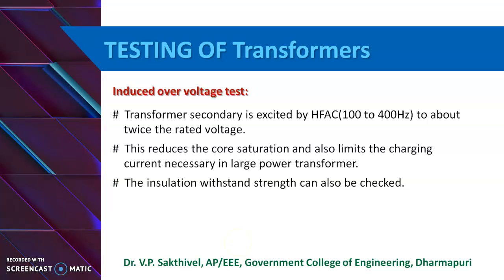First one is induced over voltage test. Transformers are tested for over voltages by exciting the secondary of the transformer from a high frequency AC source, that is 100 to 400 hertz, to about twice the rated voltage. This reduces the core saturation and also limits the charging current necessary in large power transformers. The insulation withstand strength can also be checked with the help of the induced over voltage test.